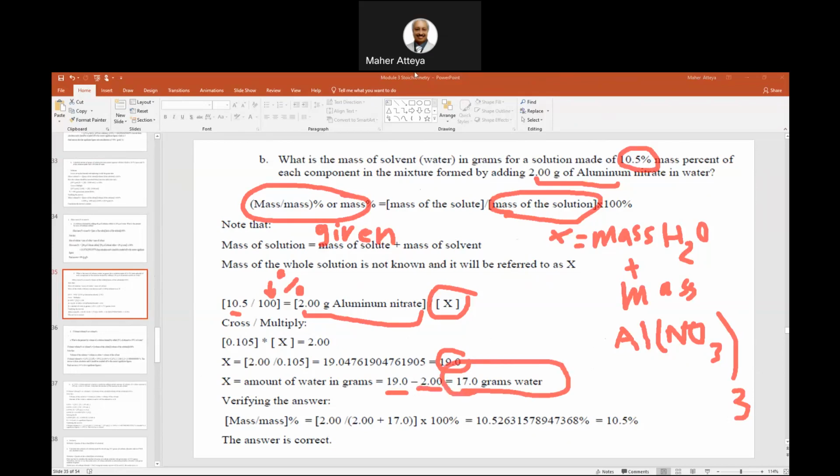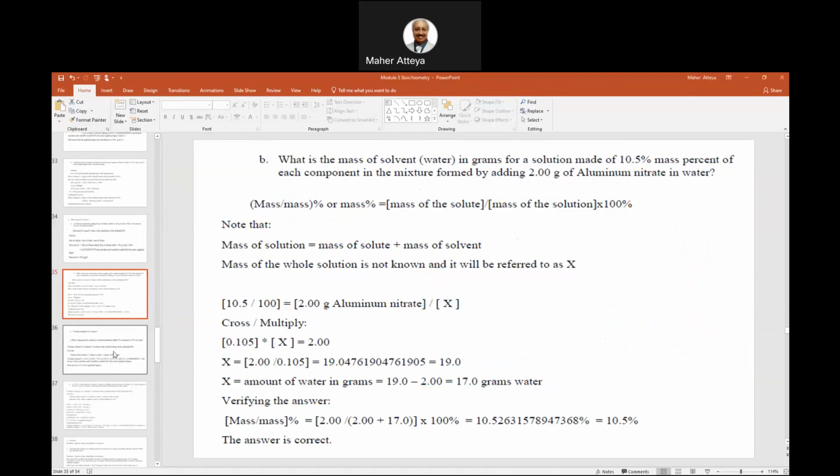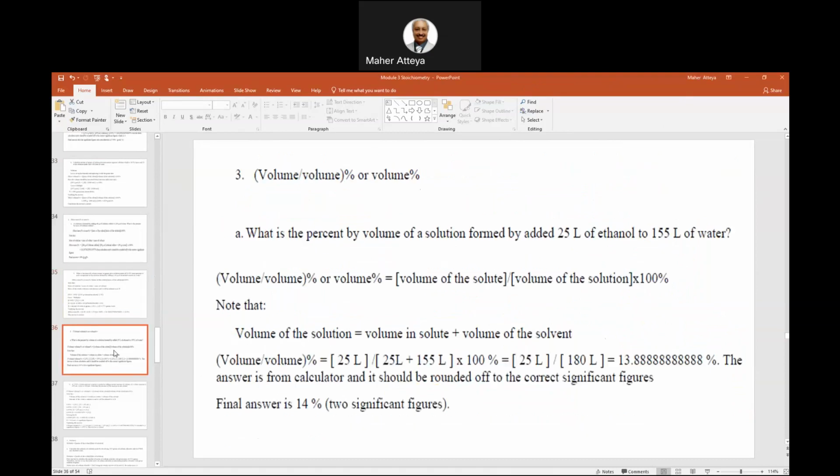this solution. So if you want to verify it, add the 2 to the 17, that is 19, divided by 19, multiplied by 100, and it will give you this amount here. Correct? That will give you the mass percentage. So let's do another formula. As I said, this needs practice. You can memorize the formulas, but without practice, it will be very hard. You have to practice those hours.